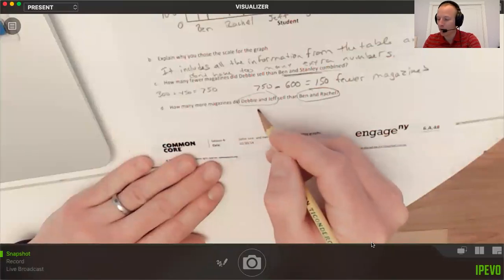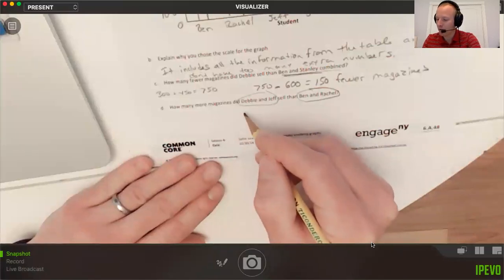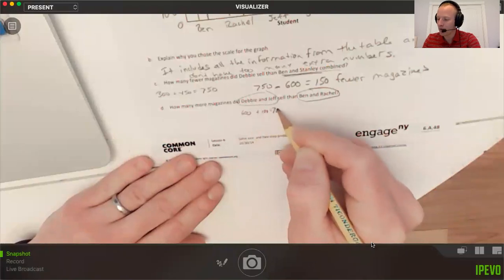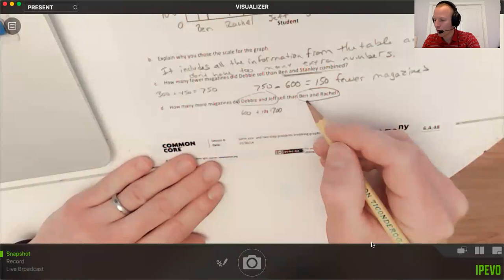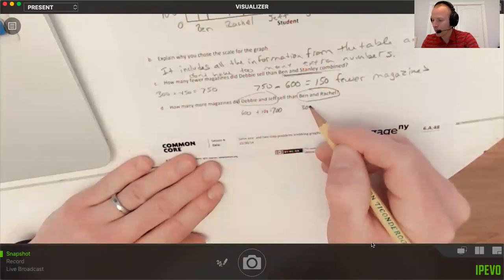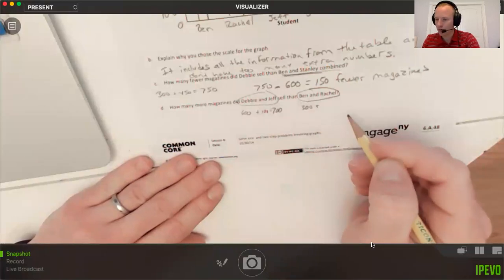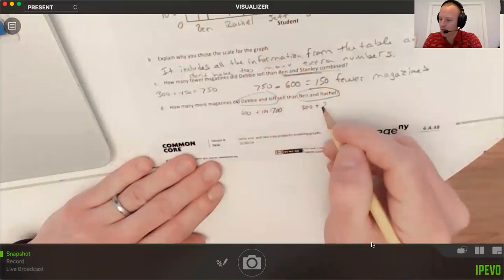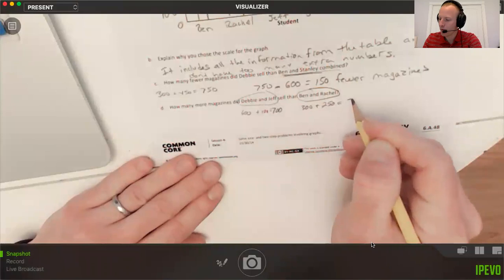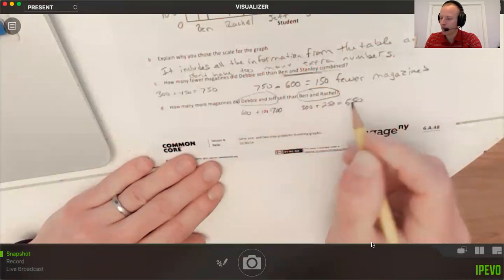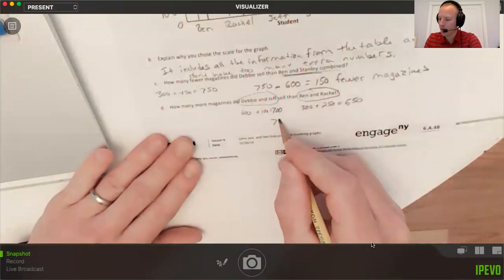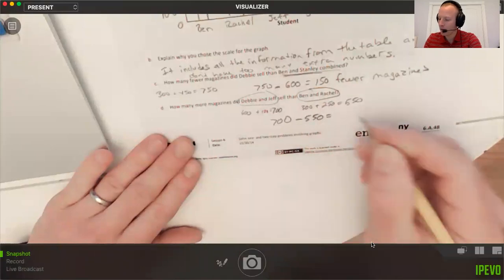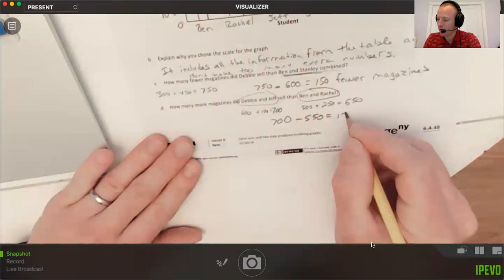I'm actually going to do the work right under here. Debbie sold 600. Jeff sold 100. So that's 700 altogether. Ben sold 300 plus Rachel sold, what did Rachel sell? 250. So that equals 550. So now I take 700 minus 550 equals 150. Same answer as above.